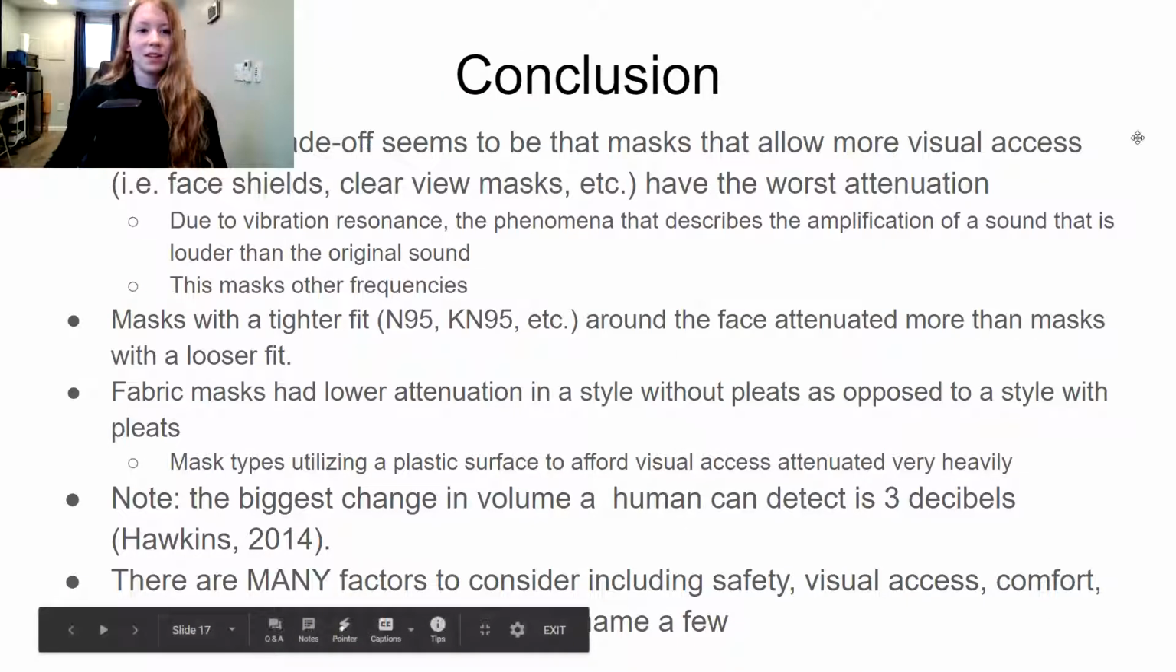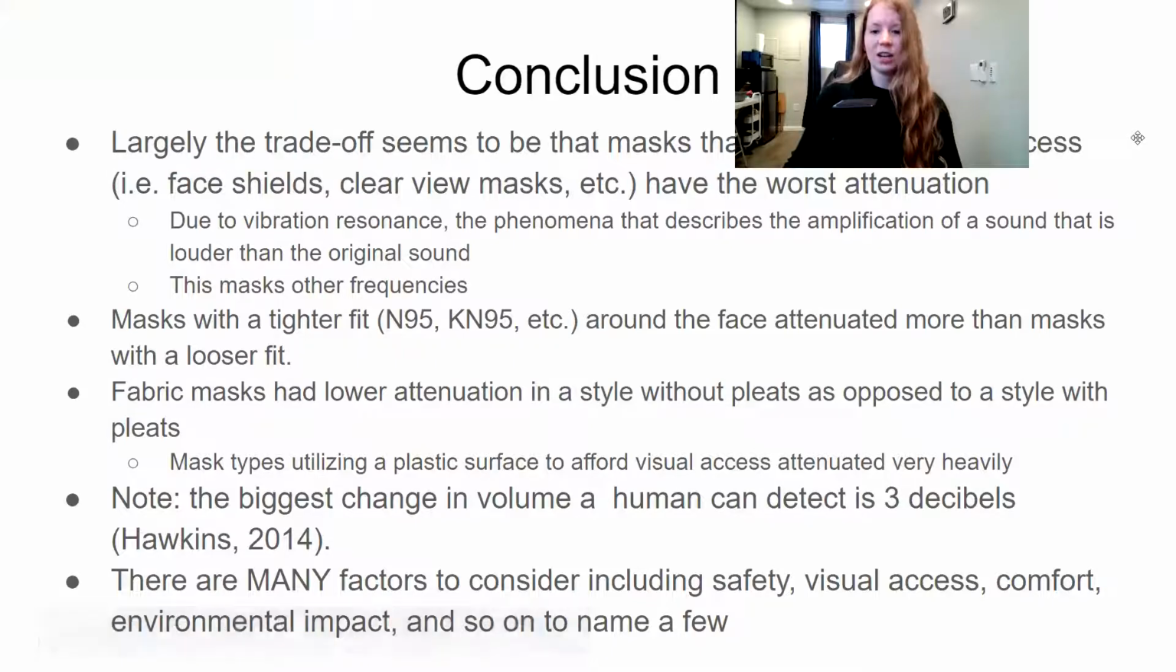So to give a bit of a conclusion, largely the trade-off seems to be that masks that grant visual access with a non-porous surface, such as face shields and Clearview masks, have the worst attenuation. This is simply due to the surface and material. However, vibration resonance was observed, which again would possibly mask other frequencies. Masks with a tighter fit around the face, also intended for personal safety, attenuated more than masks with a looser fit. And then face masks with pleats generally had more attenuation than face masks without pleats.